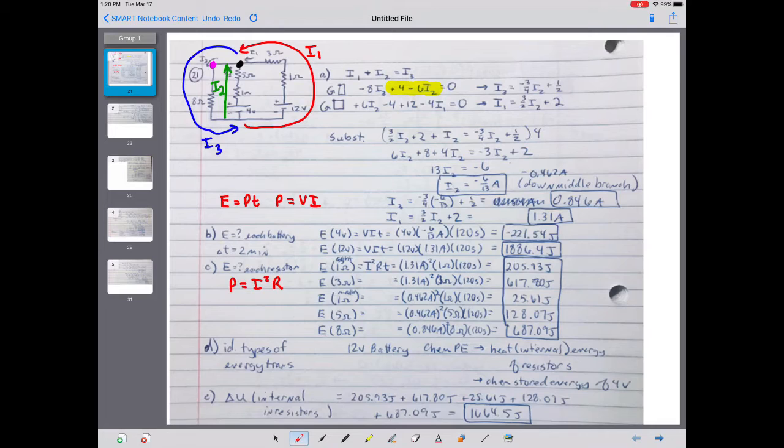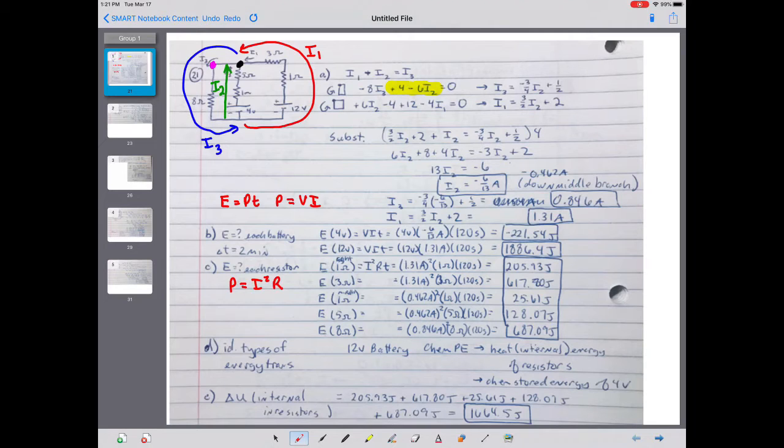On D, different types of energy transformations. With the 12-volt battery, you've got chemical potential energy. Some of it is lost as heat in terms of internal resistance in the battery, but most of that energy goes into energy dissipated in those resistors. And if they're ideal batteries, then it all goes into energy dissipated by those resistors.